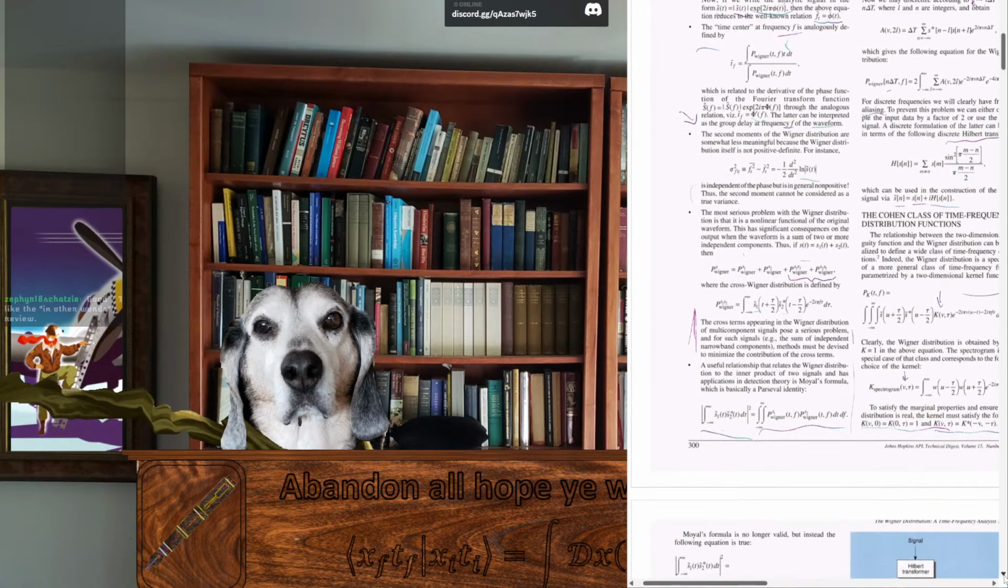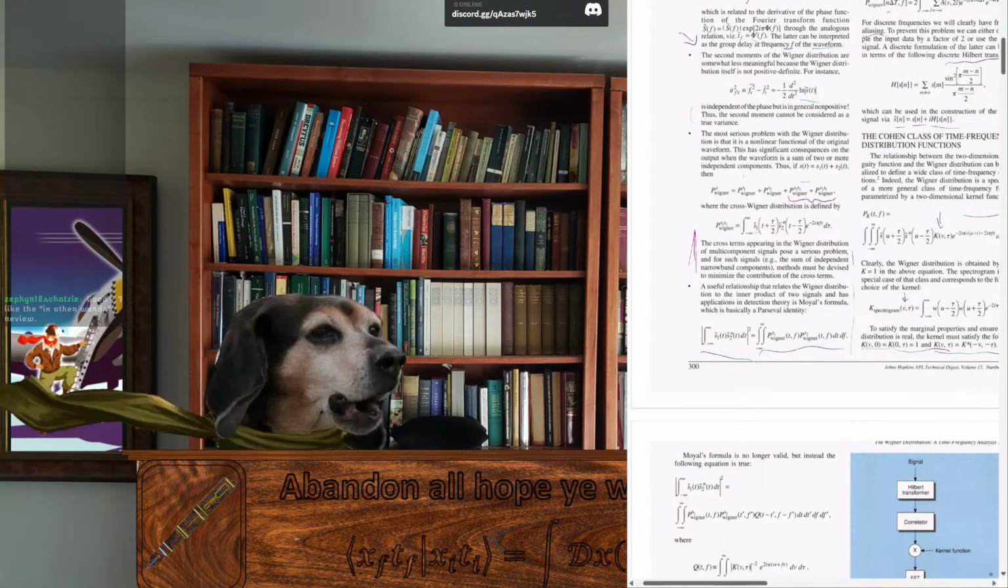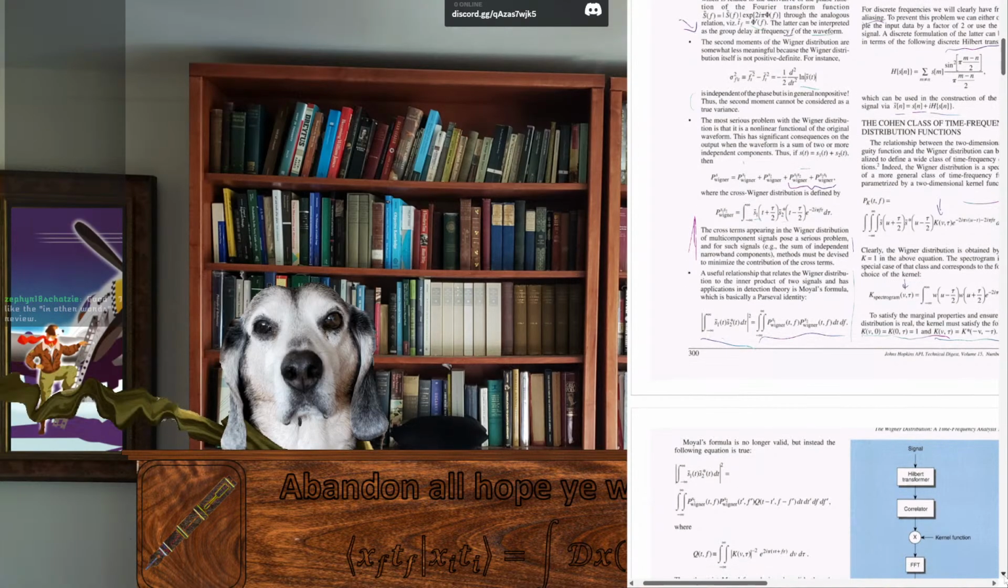All right. So those are the requirements of K. Moreal's formula no longer holds valid, but instead the following equation is true. What is the following equation?